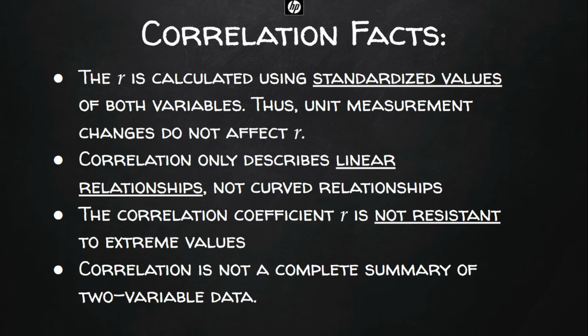Correlation only describes linear relationships. If we have some sort of curved relationship like exponential or logarithmic, it is not going to be relevant. The correlation coefficient is not resistant to extreme values. So any sort of outliers or extreme values are going to have a large influence on the R calculation. And while correlation helps us understand the association between two variables, it is not a complete summary of what is going on between two variables in a data set.